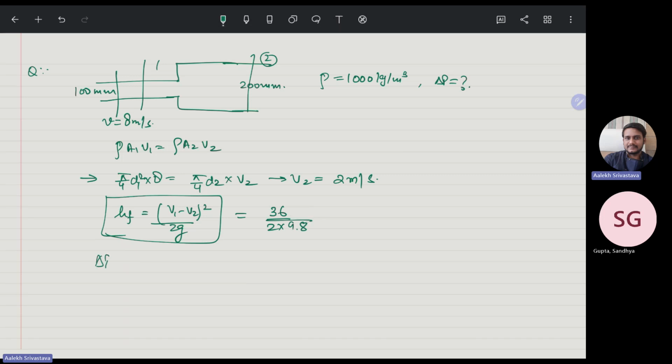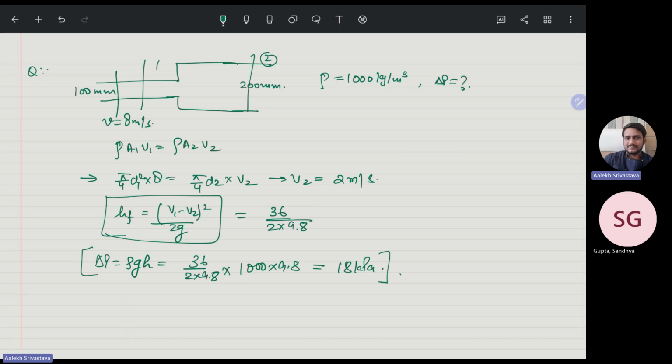Now delta P is equal to rho g h, that is 36 by 2 into 9.8, into the density of water 1000, into 9.8 again. So you will get around 18 kilopascal. This is the pressure drop that is happening in between the ends, across the sudden enlargement.